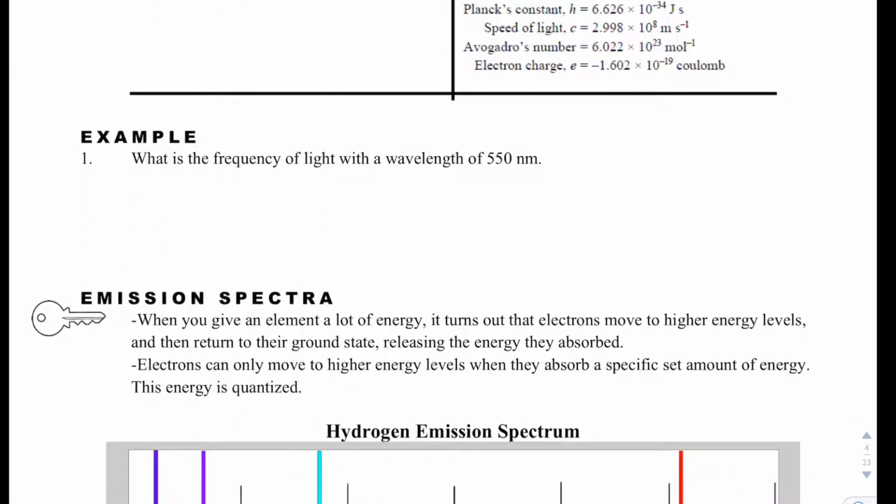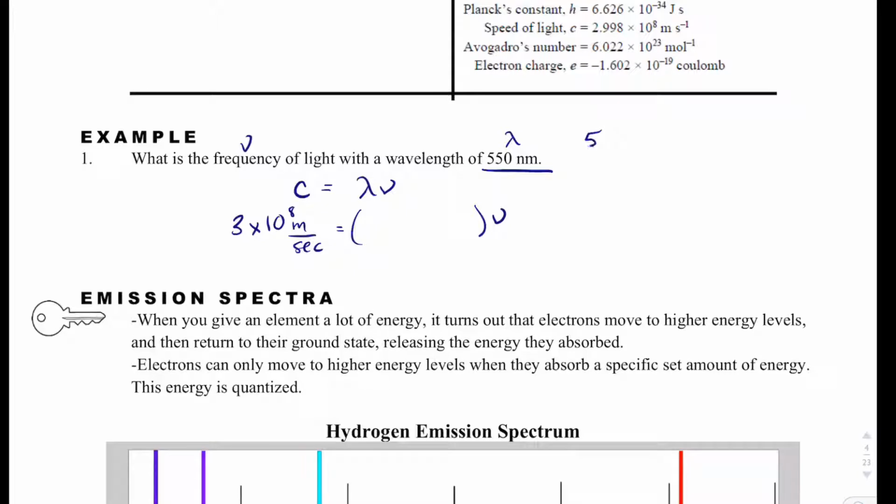Here, the question says, what is the frequency of light that has a wavelength of 550 nanometers? Okay, so we want to solve for frequency, and we're given lambda. Well, our equation is c equals lambda nu. c is 3 times 10 to the 8th meters divided by seconds. We want to solve for the frequency, and so what we need to plug in here is a wavelength. And a lot of people would plug in 550, but that's not what we need to do.